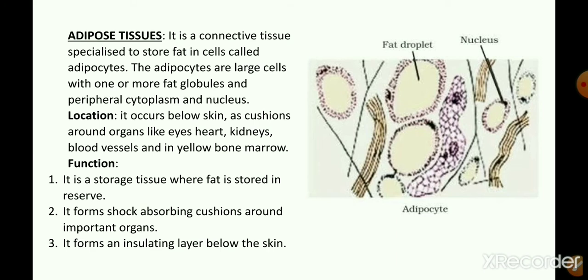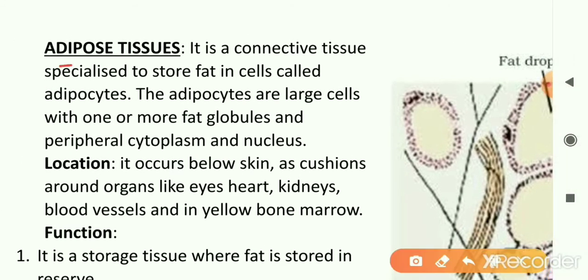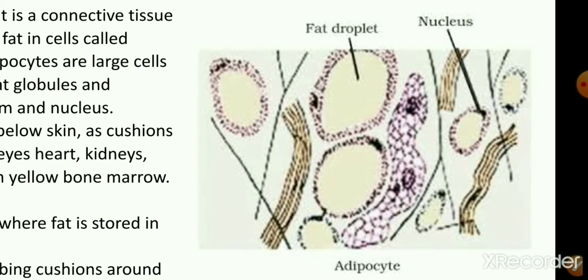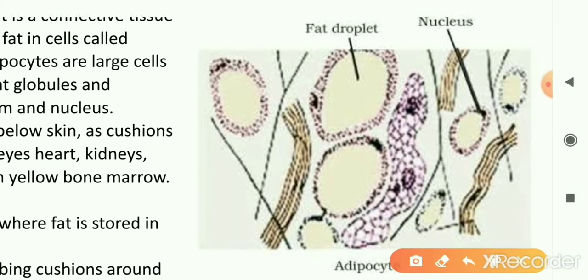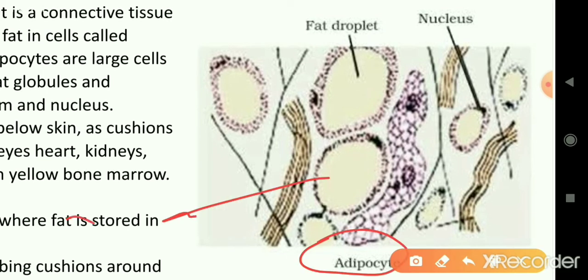The next important tissue present in our body is adipose tissue, which is specialized to store fat. This adipose tissue is present in our body and the body of animals. How it is specialized, let us see. This diagram is a section of adipose tissue, and inside it you find large cells. These cells are called adipocytes.